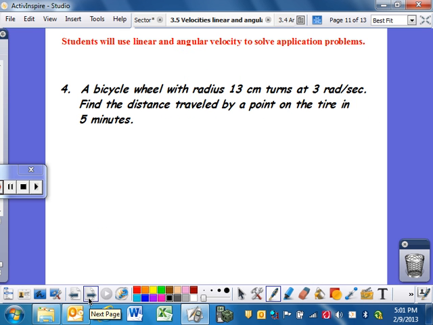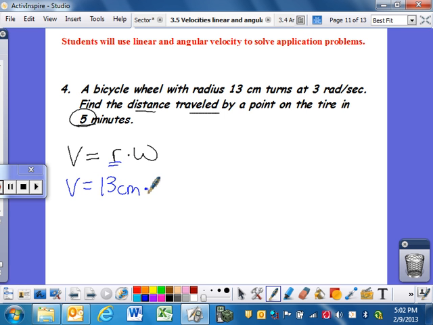Bicycle wheel radius is 13 centimeters. Okay? And it turns at 3 radians per second. Find the distance traveled by a point on the tire in 5 minutes. So before you worry about how far something actually traveled, I need to know the linear velocity, or how fast it's actually moving. Okay, so linear velocity is the radius times your omega. Do I have that? Do I have the radius for 1? And you should be like, yes, it is 13 centimeters.